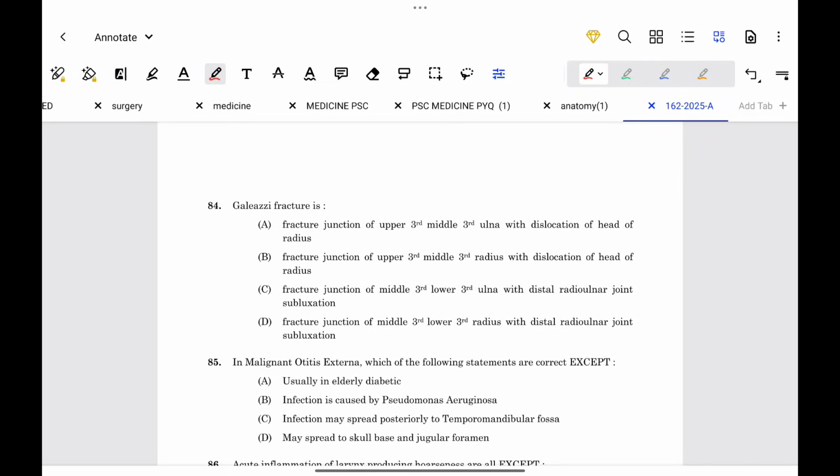Galeazzi fracture is the fracture of the middle third radius with distal radio-ulnar joint subluxation. There is a mnemonic, that is GRIMUS. GRIMUS means Galeazzi, it is the radial fracture, inferior. Okay. Then Monteggia fracture in the upper ulna. GRIMUS, that is S is superior.